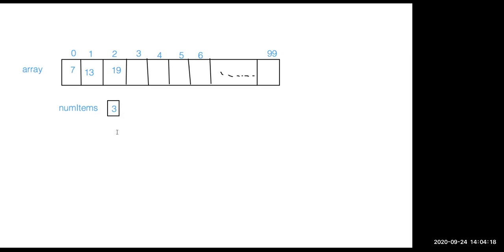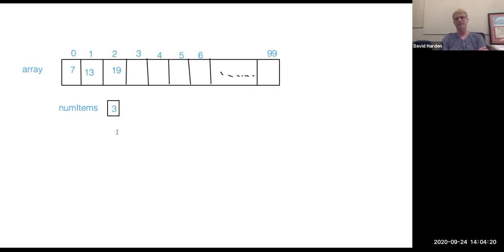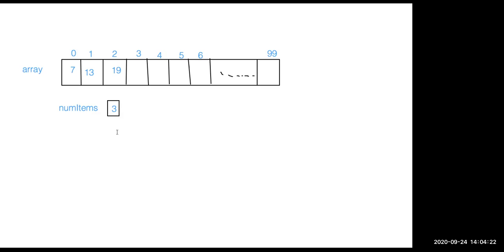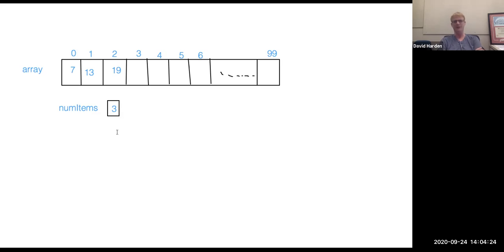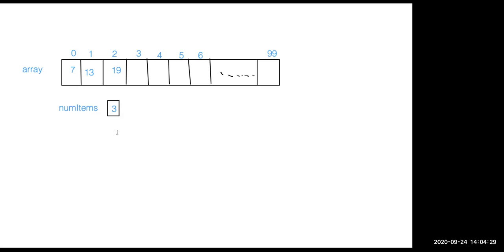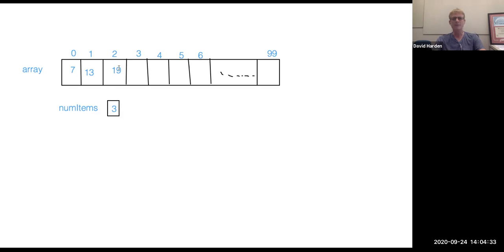Right. So how's that? It's not going to always be array sub 2, right? So how am I going to say that in the code? Yeah, num items minus 1. Yep, num items minus 1, exactly. Good.